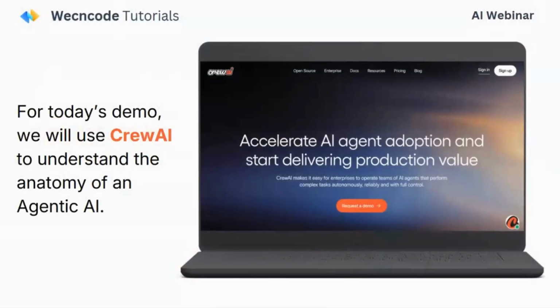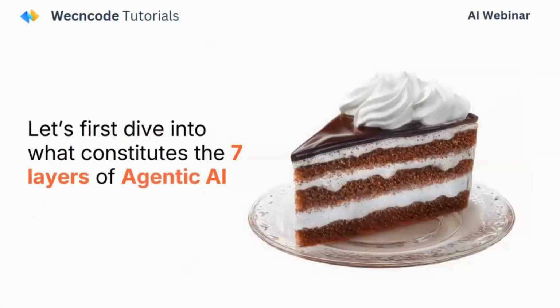For today's demo, we will use Crew AI, which is what we used in the last class, to understand the anatomy of an agentic AI to accelerate our deployments or our tasks, as the case might be. Let's first dive into what constitutes the 7 layers of agentic AI.